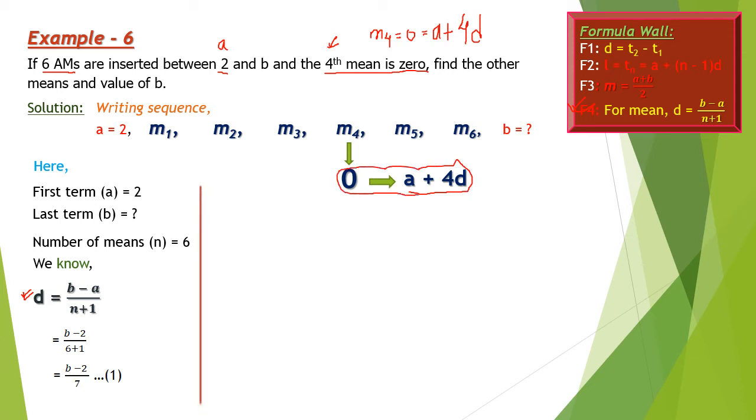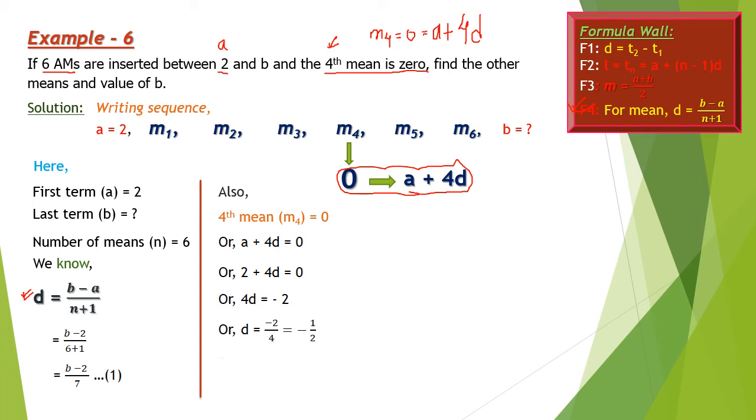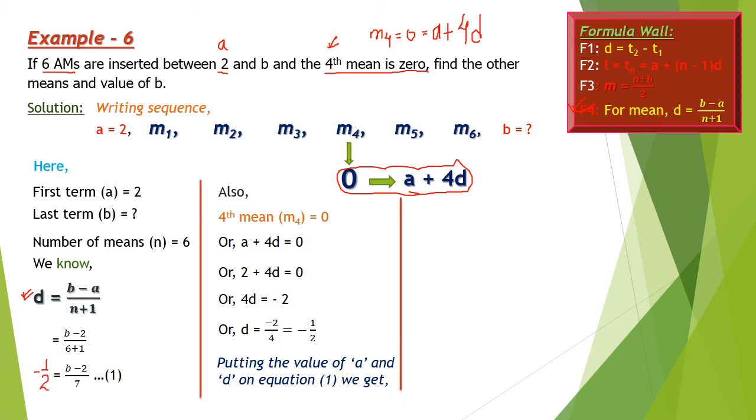Now let's use the given part of the question: the fourth mean m4 equals 0, and we know the formula a plus 4d equals 0. The value of a is 2, so 2 plus 4d equals 0, or 4d equals minus 2, or d equals minus 1 by 2. Now putting the value of d in equation 1, we can substitute d as minus 1 by 2 and easily find the value of b.